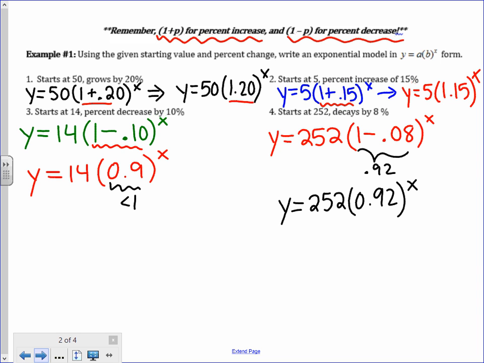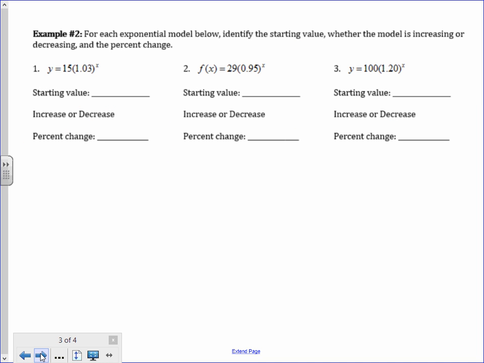Alright, so it's pretty simple to write the equation of an exponential function when you're told the growth rate and you're told the starting rate. For these next 6 examples, we're going to be given an exponential function. You need to identify the starting value, decide if it's an increasing or decreasing exponential function, and then tell me the percent change. Alright, so looking at number 1, we have y equals 15 times 1.03 to the x.